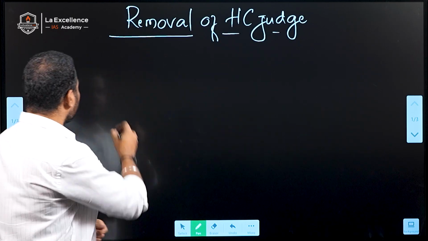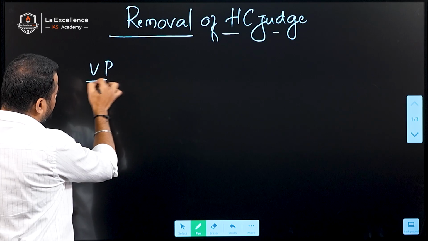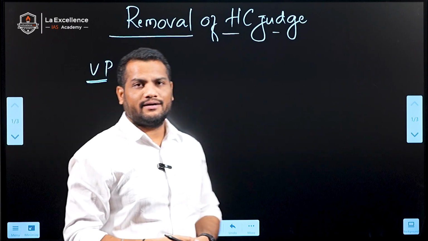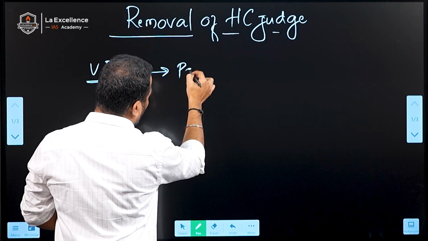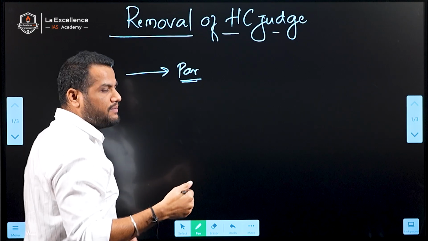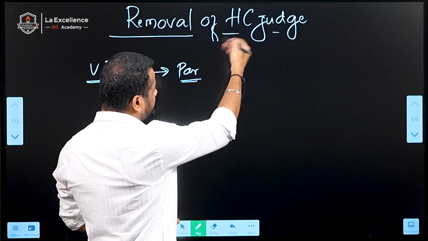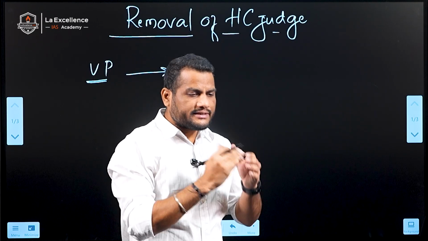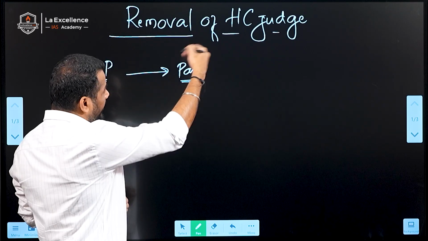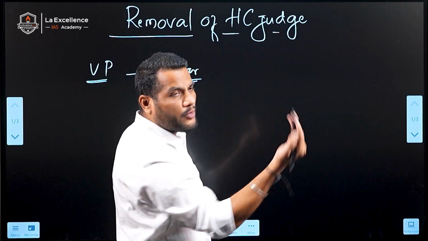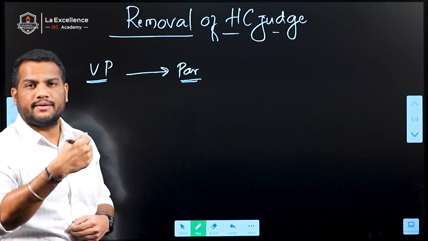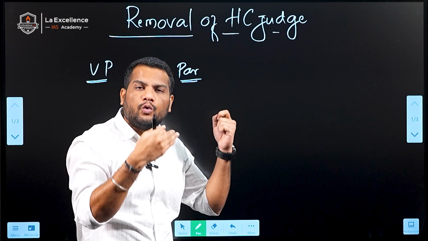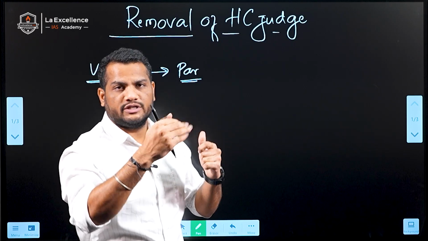The context is that the Vice President recently said that only the Parliament is empowered to remove a High Court judge from his office. But we'll discuss how the High Court judge is appointed to his office and how he is removed, and why the Parliament is the only empowered body to remove him from his office.